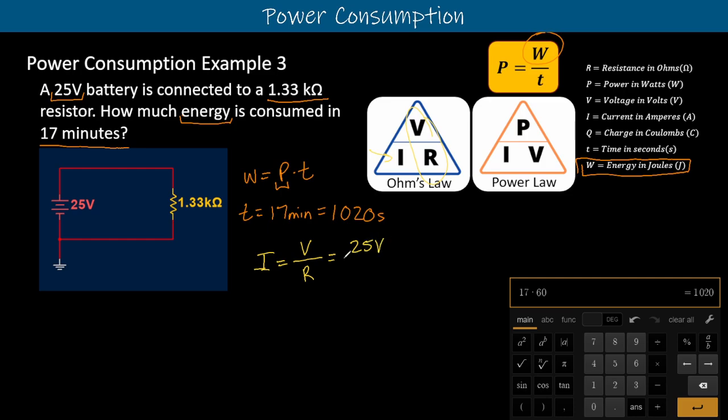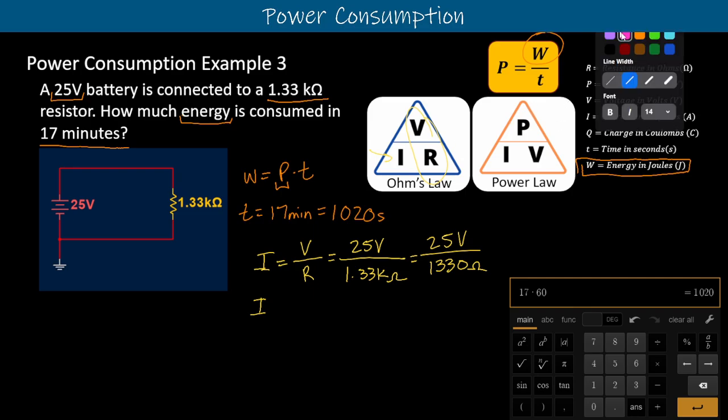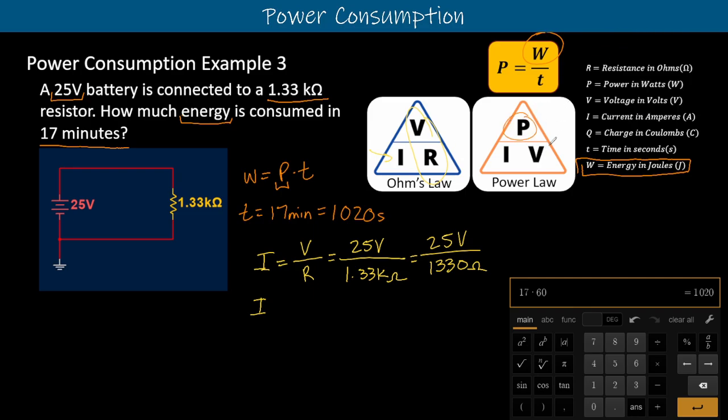25 volts divided by 1.33 kilo ohms, right? That's kilo ohms. We can even rewrite that outside of that notation: 25 volts divided by 1,330 ohms, right? Now that's at base again. If we solve for that, we can find out what our current is, and we can plug that into our power law, because our power law says that power is equal to voltage multiplied by current. So that's our next stage. Power is equal to I times V. We know our voltage, and we're going to solve for our current.